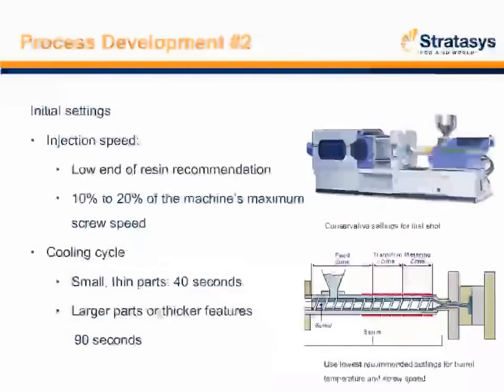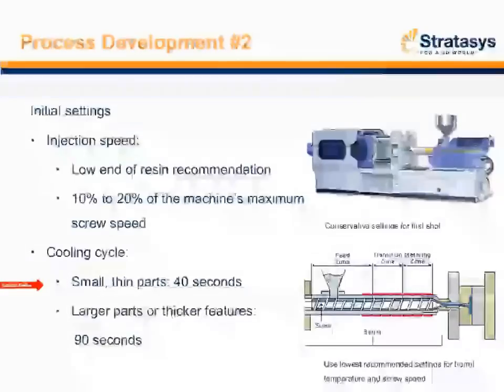The injection speed should be at the low end of the resin recommendation and 10 to 20% of the machine's maximum screw speed. The cooling cycle should be for small and thin parts about 40 seconds and for larger parts or thicker features 90 seconds. Of course, you should inspect the parts after the first few shots and adjust according to your findings.